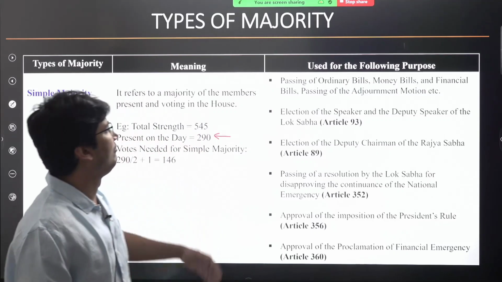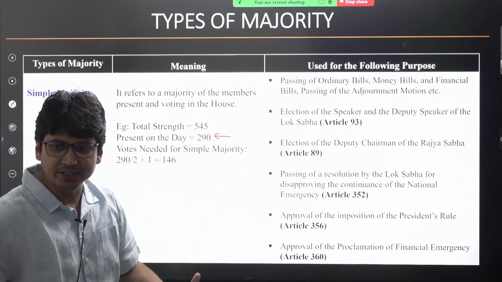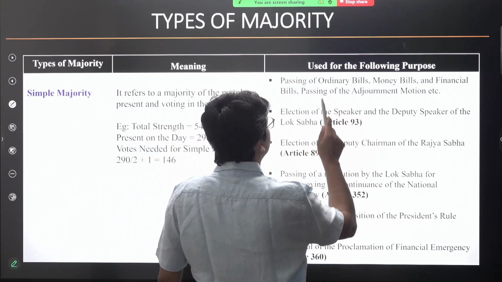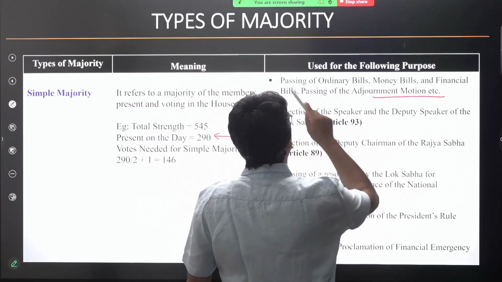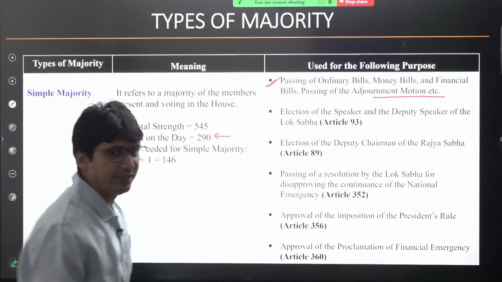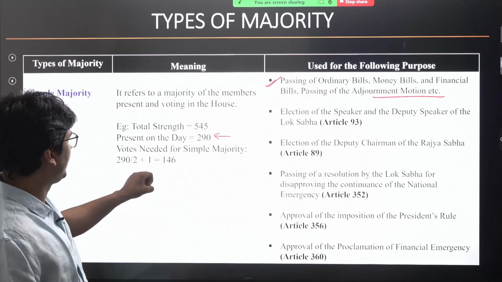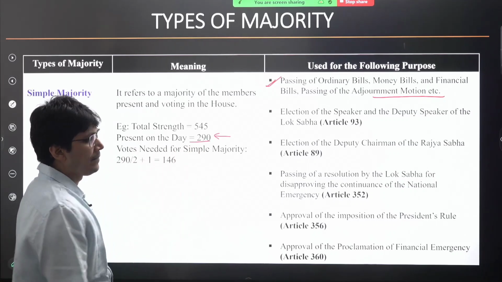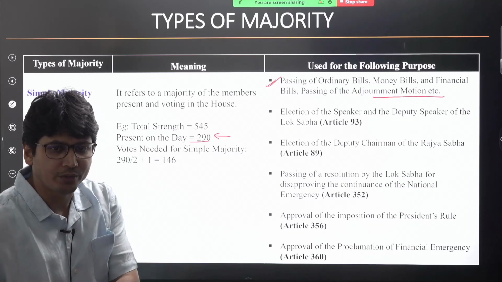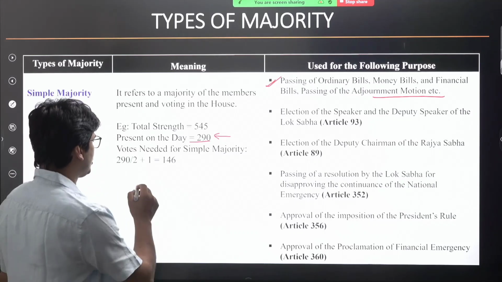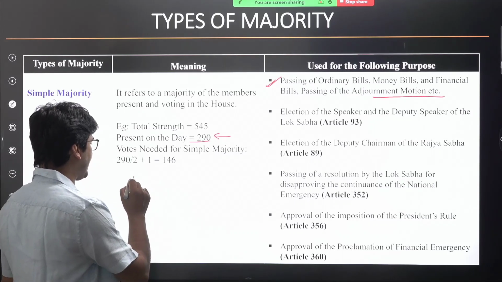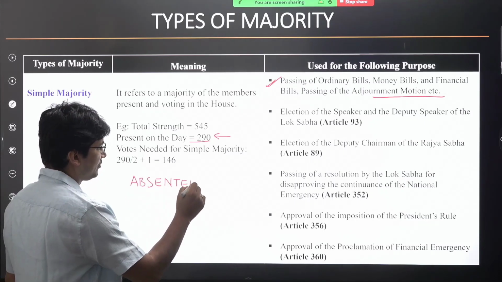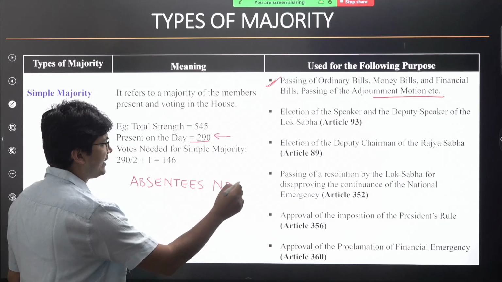So let's see where these simple majorities are required under the Constitution of India. Passing of ordinary bills, money bills and financial bills, passing of adjournment motions, etc. So for all these purposes, simple majority is required. What is the meaning of simple majority? Whatever the number of people present on a given day, its half plus 1. So it does not include the members who are absent. Absentees are not included.